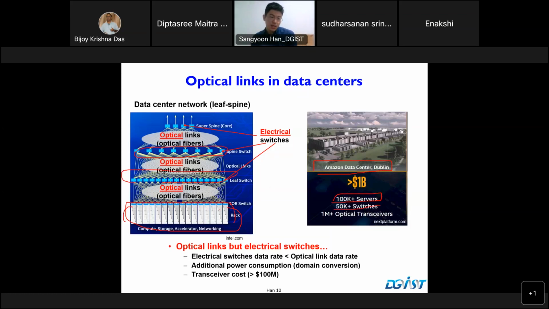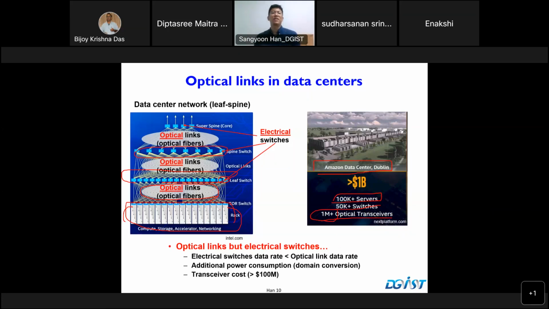The interesting thing is that they're using optical links, which is optical fiber, but they're using electrical switches to switch these optical fibers. This is intuitively awkward, because you increase the bandwidth by using optical links, but then you decrease the bandwidth by using the electrical switch. For that, you need optical transceivers, which convert optical signal into electrical signal or electrical signal into optical signal. This adds budget to buy the transceivers and adds power consumption. In a data center there are actually millions of them.